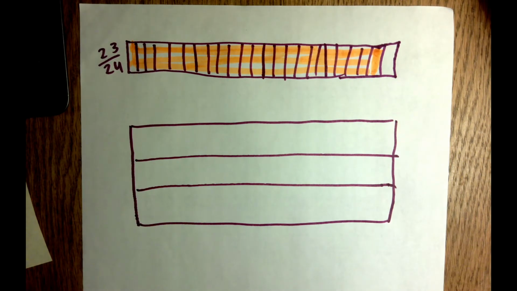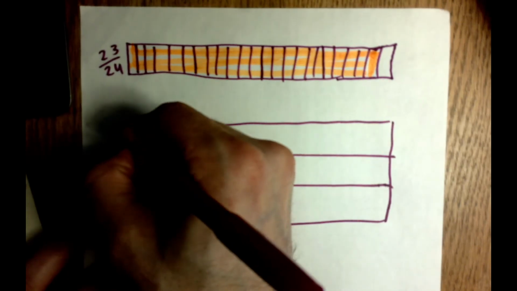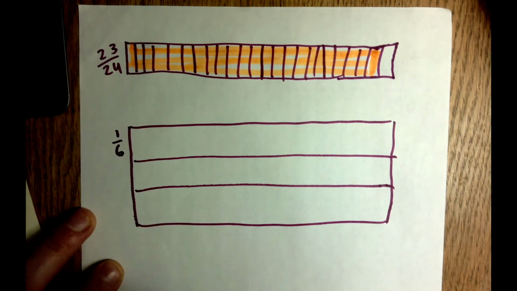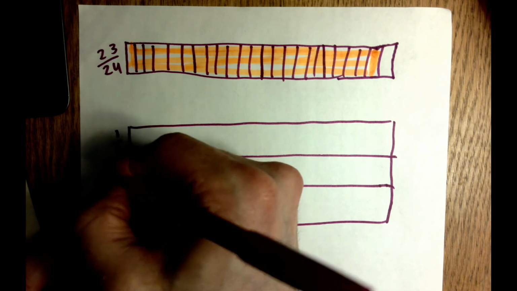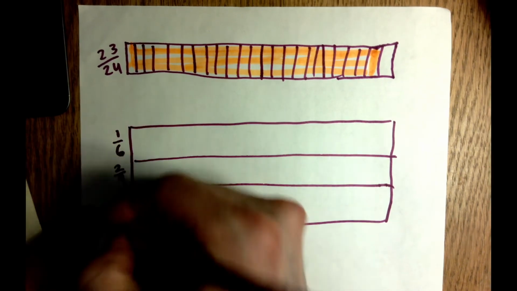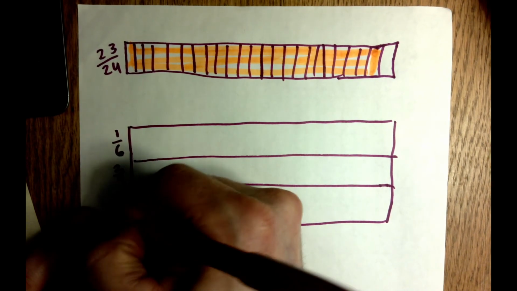And I'm going to go ahead and label them. This is going to be 1/6. This is going to be 2/9, and this is going to be 5/12.